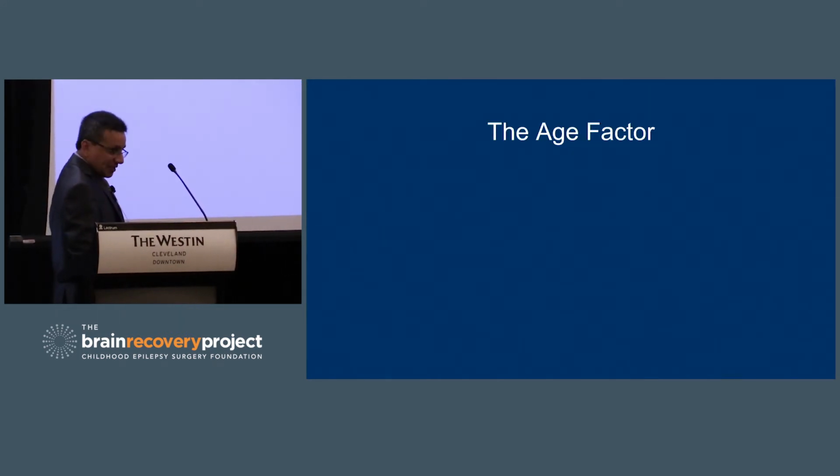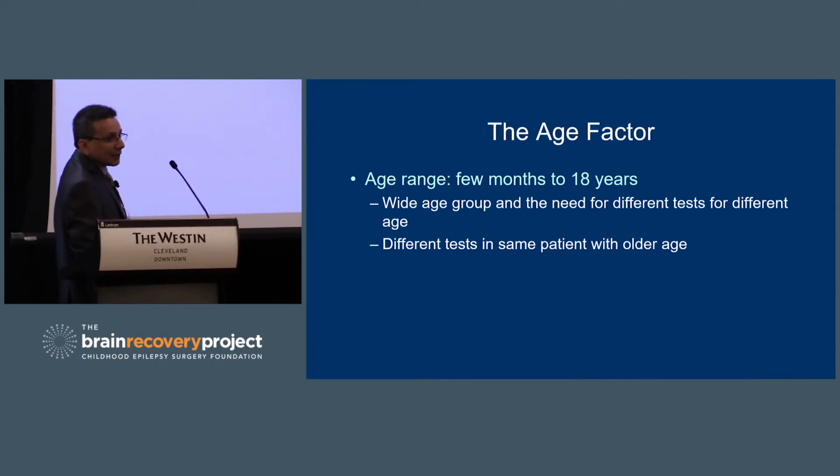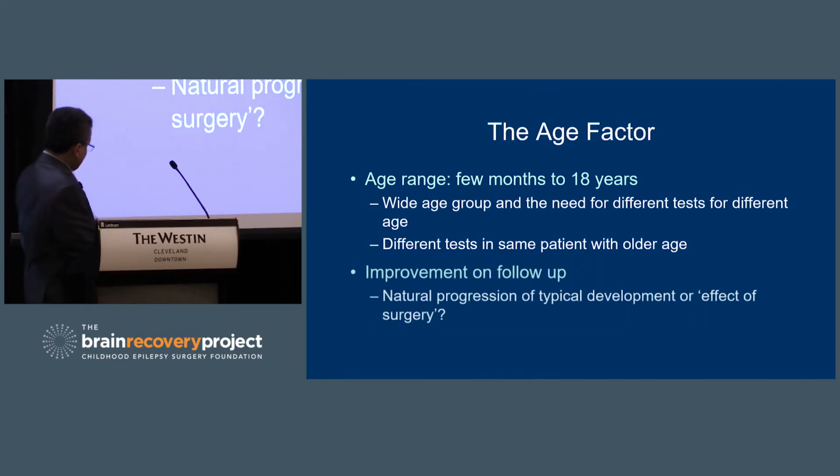The challenges and limitations. The biggest is the age factor. As you can see, children have epilepsy right from early life, and the type of test they need is different as they get older, and it is not easy to compare one test versus the other. And even in the same patient, as they get older, they need a different kind of testing, and test-to-test comparison also becomes challenging.